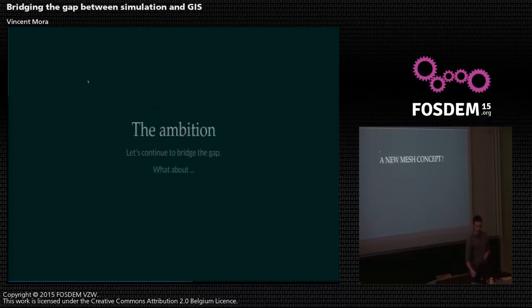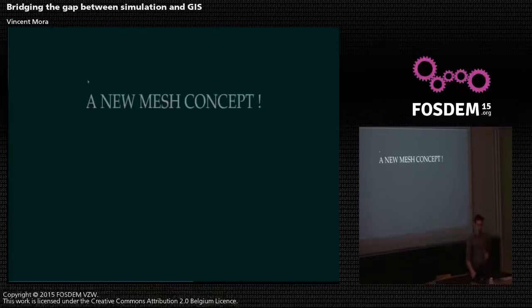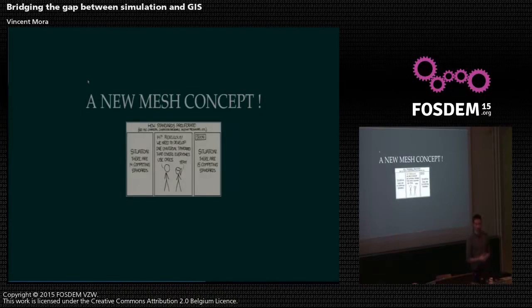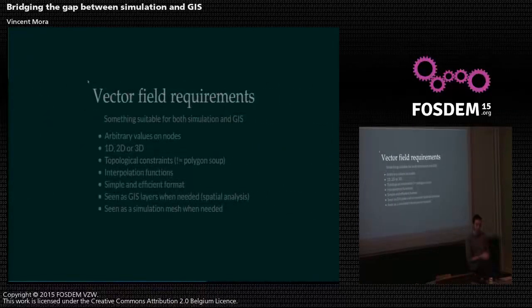So what about a new mesh concept? This kind of simulation mesh concept. And of course, we would not like to create just a new standard. So we would like to share our first thoughts about that. So rather than a mesh concept, let's call it a vector field. And the requirements would be something suitable for both simulation and GIS, that would be able to carry arbitrary values on nodes that could be 1D, 2D, 3D.